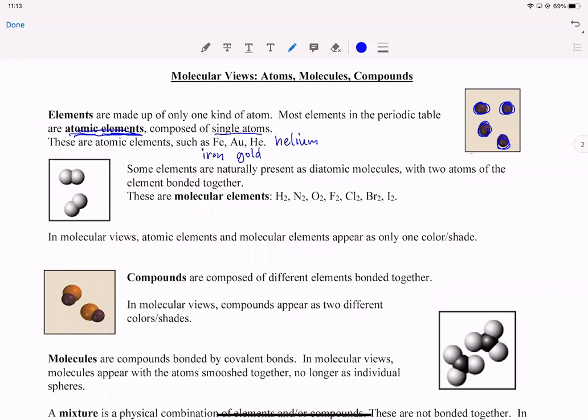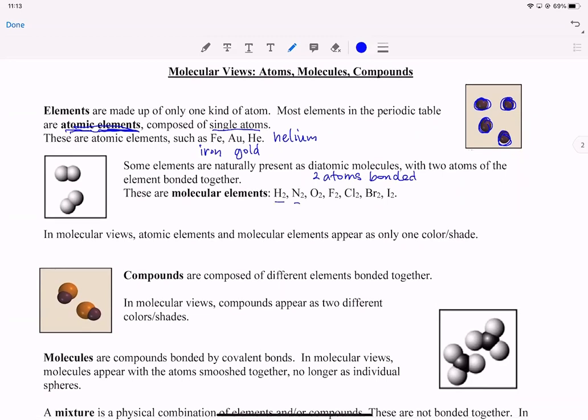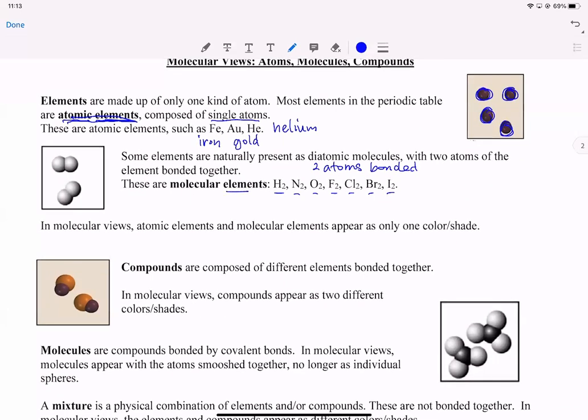Now, some elements, just a handful on the periodic table, are naturally present in nature stuck together, called diatomic. So that's two atoms that are bonded together. But it's the same two atoms. So two atoms of hydrogen, or two atoms of nitrogen, or two atoms of oxygen, fluorine, chlorine, bromine, and iodine. These are still just elements because it's not two different elements. So it's just one element, but they're bonded together, which means it's not individual atoms anymore. Now you're talking about a molecule. So when you have two atoms bonded together, it's a molecule. When those atoms are exactly the same, it's called a molecular element.